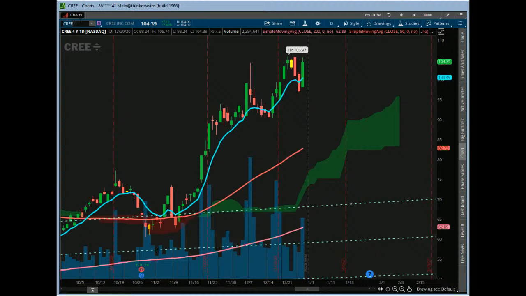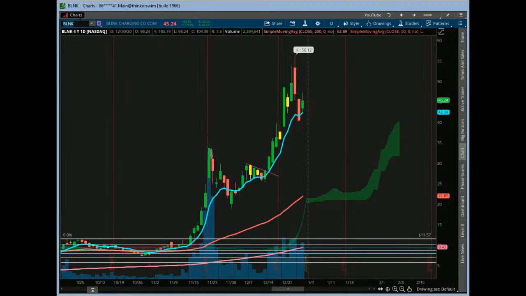Cree with a good push from the rows there. BLNK, again, a lot of these charging names struggled early, and then dip bought on that one. So nice hold there at the 80 on BLNK.